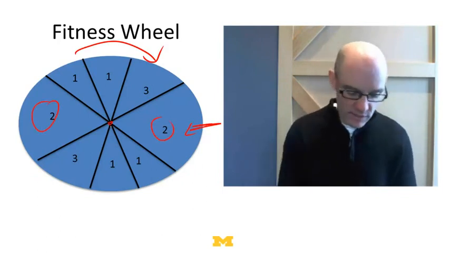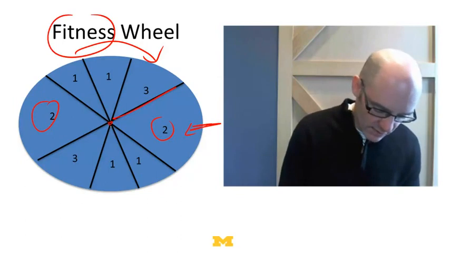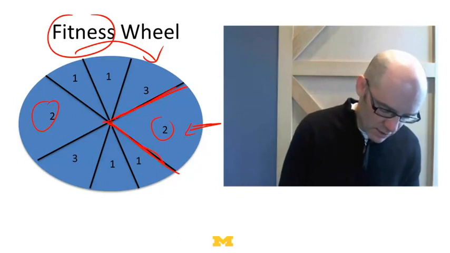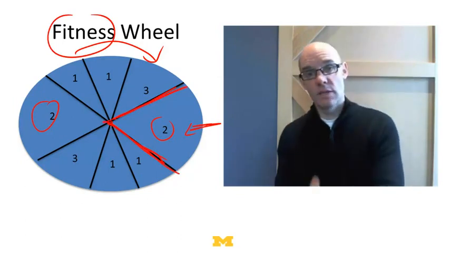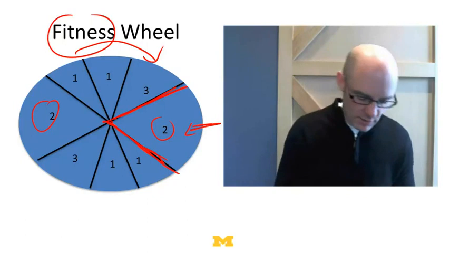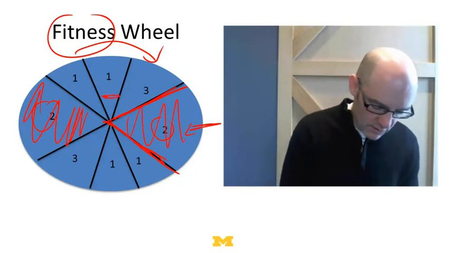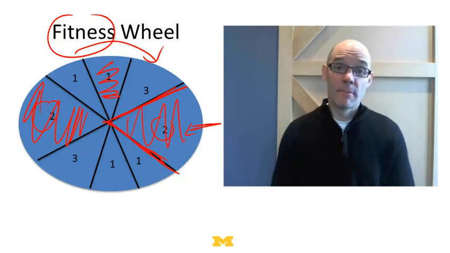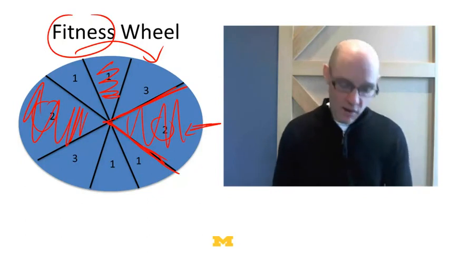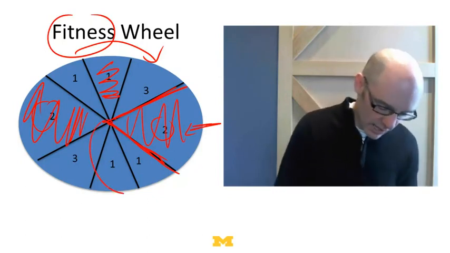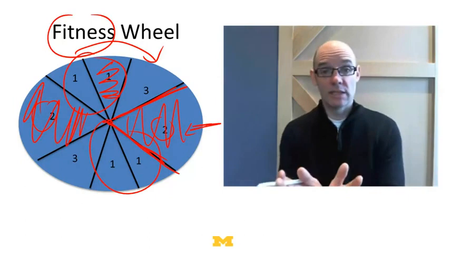The reason we call this a fitness wheel, and not just a wheel, is that the size of the pie slice you can think of as being proportional to the fitness. So the more fit you are, the bigger your slices. 2s are fit, so they get really big slices. 1s are not very fit, so they get small slices. But it's also the case that the more of you there are, the more slices you get. There are lots of 1s, there are 4 1s, so they get more slices.